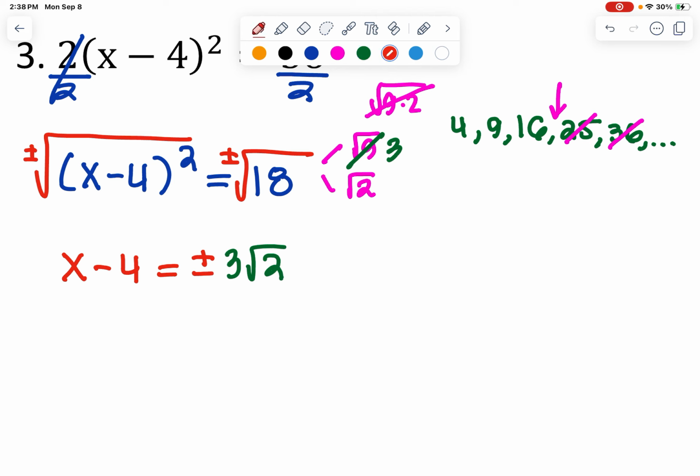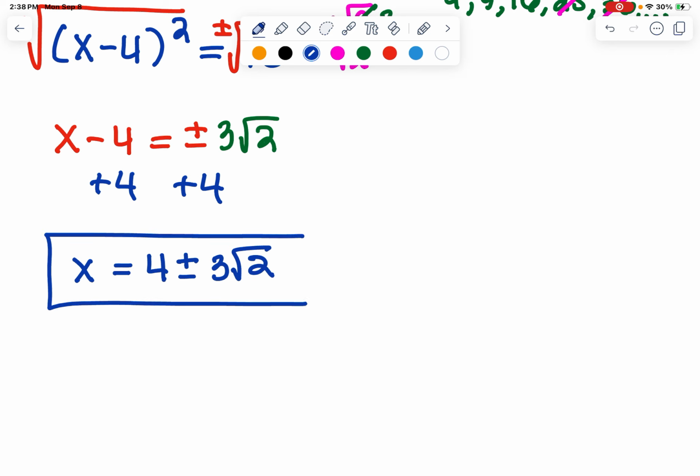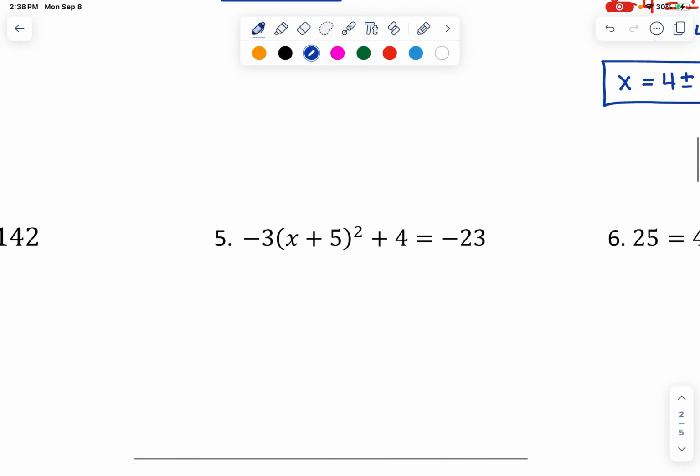And then now I can get x by itself by adding 4 to both sides. Once again, these are not like terms, so they cannot be combined. So you're going to write it as x equals 4 plus 3 root 2 and 4 minus 3 root 2. But I'm going to write it as plus or minus. Please don't try to combine 4 plus 3 or 4 minus 3. You cannot do that. That's a 3 times root 2. It's stuck to that root 2. It's multiplication. You can't separate it. Okay.